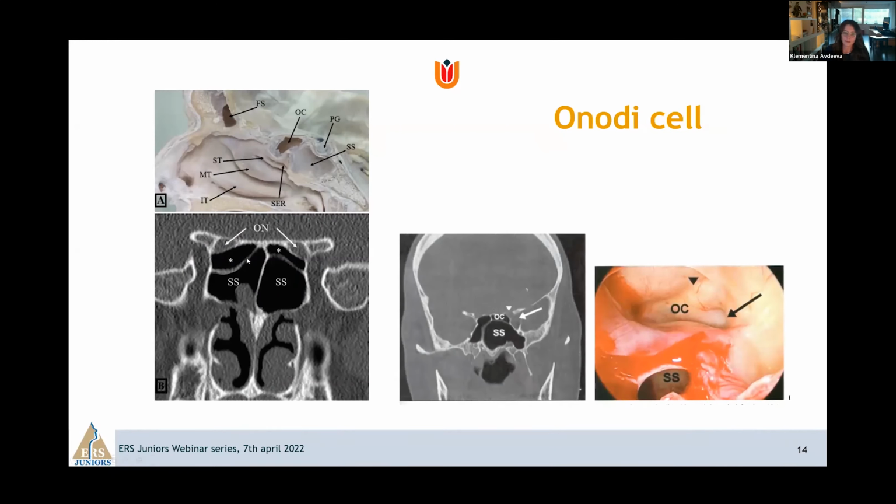Onodi cells might be bilateral or unilateral, and this is an endoscopic view of this patient. And here you can see the Onodi cell, the sphenoid sinus, and the optic nerve.